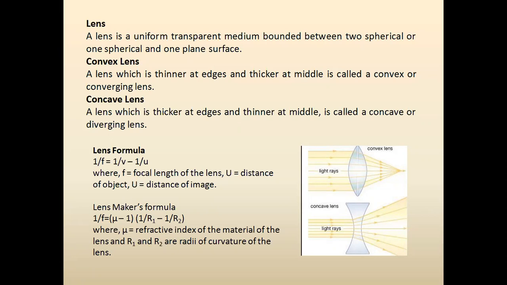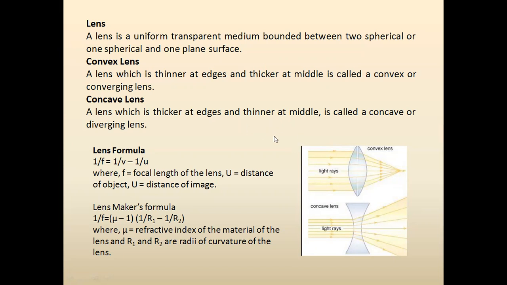Mainly there are two types of lens. One is the convex lens and the other is the concave lens, like the mirror. A mirror is also convex and concave. A lens which is thinner at the edge and thicker at the middle is called the convex lens. In this figure, this is the convex lens. And what is a concave lens? A lens which is thicker at the edge and thinner at the middle is called the concave lens. This is the concave lens.